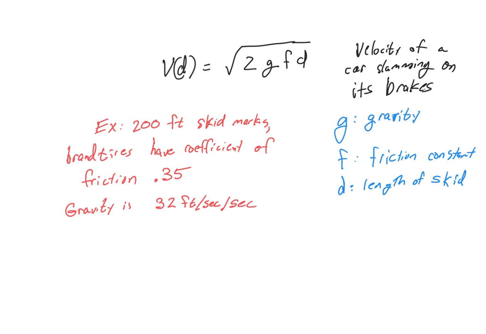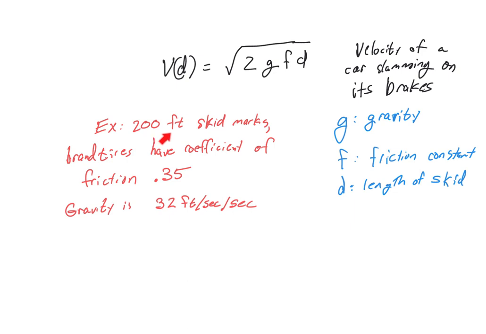And you can work it backwards. So if you know things like the length of the skid marks, the coefficient of friction, which is going to be different for every type of tire, some have better friction constants than others. The greater the constant means the stickier it is, so to speak. And then g is gravity, because that's going to be true for all vehicles. If we know those three pieces of information, we can determine what the original velocity was of some car.